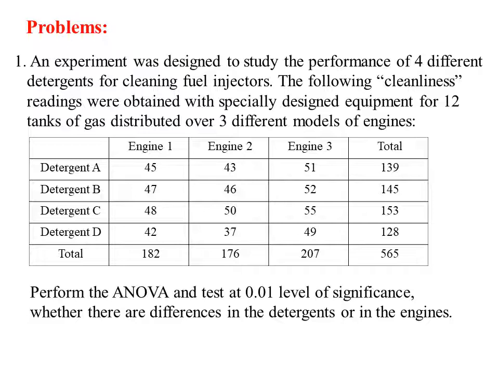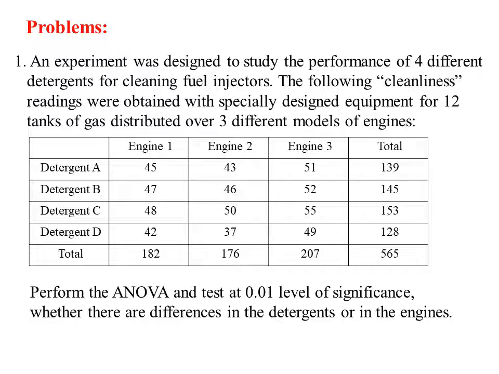Now the engine and detergent cleanliness values are given. Perform the ANOVA and test at the 1% level of significance whether there are differences in the detergents or in the engines. Majorly I am going to calculate the cleanliness. With respect to detergent the cleanliness will differ, and with respect to the engine also the cleanliness will differ. So is there any significance? That is what I am going to check.